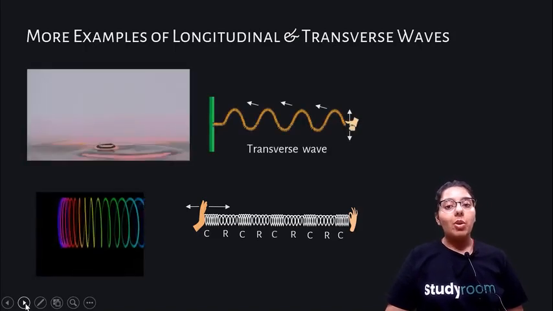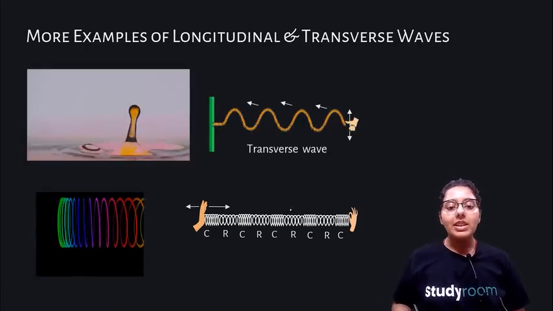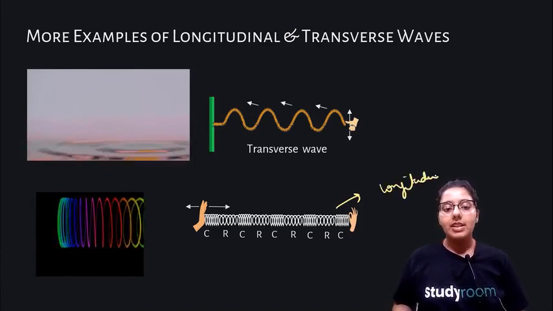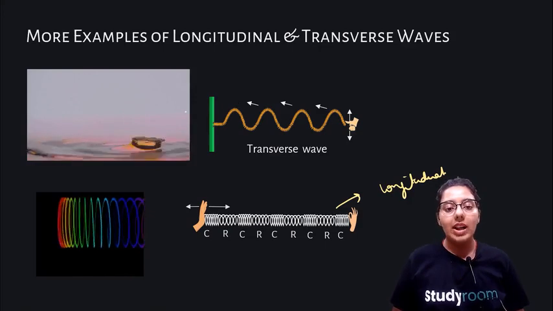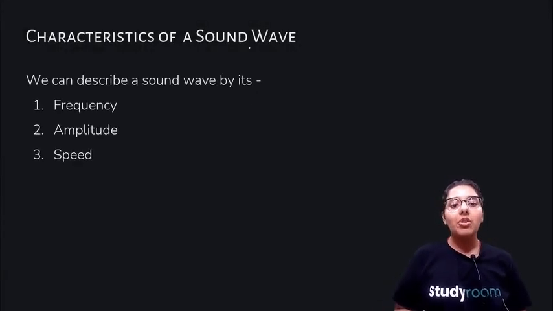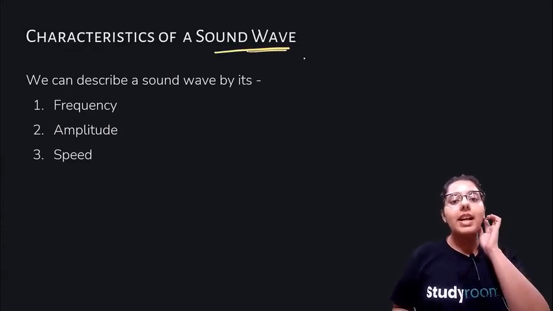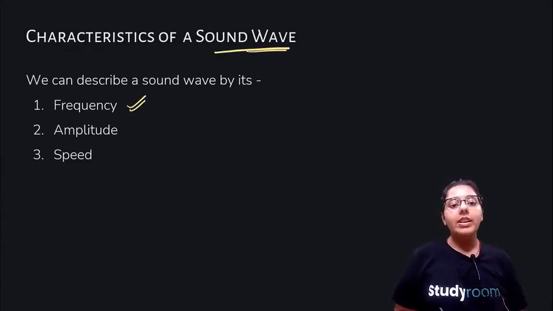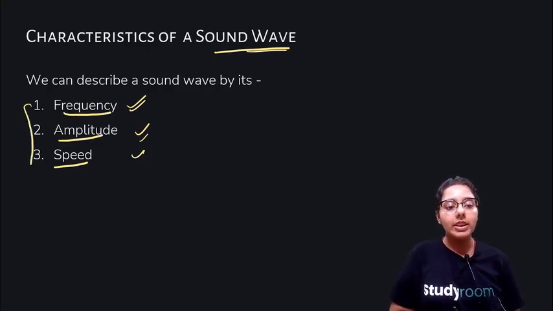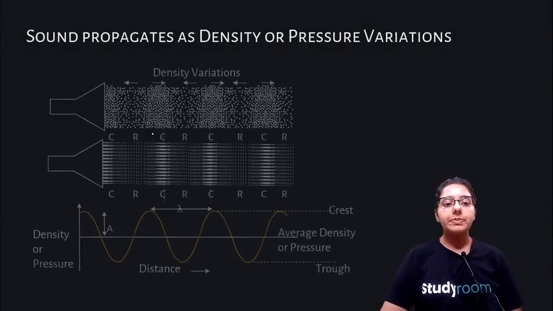Some more examples of longitudinal and transverse waves. You can see this is a longitudinal wave, like the spring. And this is a transverse wave, water droplets, okay? Characteristics of sound waves. Sound waves can be characterized by three terms: frequency, amplitude and speed. We'll study in detail about these three.